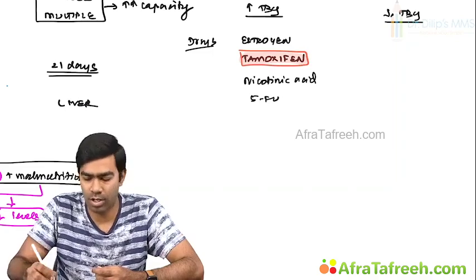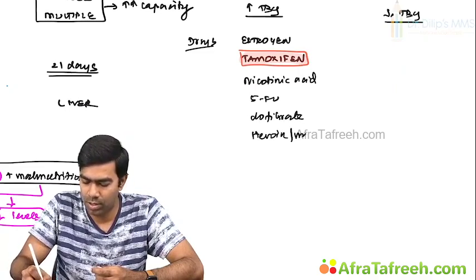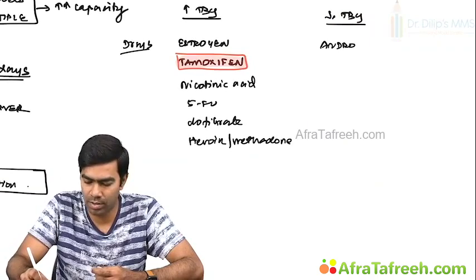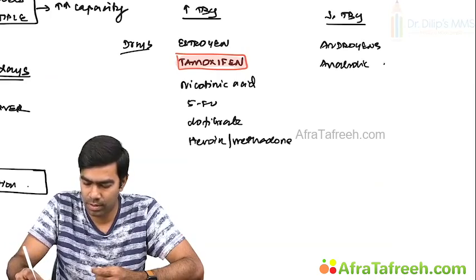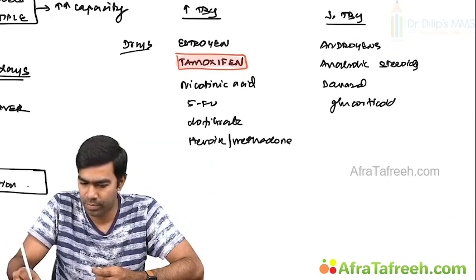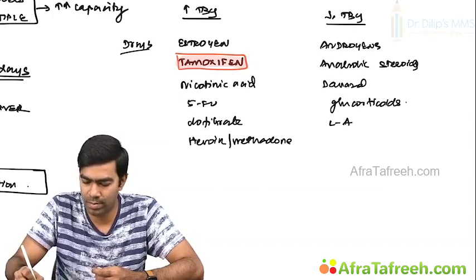Drugs like 5-fluorouracil, clofibrate, and opioids like heroin and methadone can increase the TBG. What are the drugs that decrease the TBG? The counterpart of estrogen will be androgens, and a lot of anabolic steroids, including danazol. Danazol may be considered an anabolic steroid, and even glucocorticoids can reduce the TBG. Clear? Other drugs that can reduce the TBG include L-asparaginase.